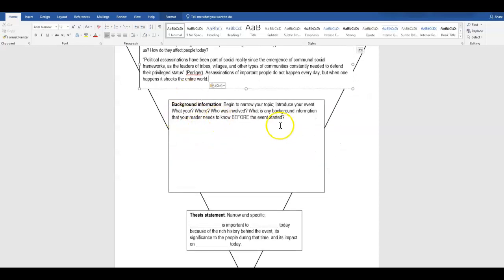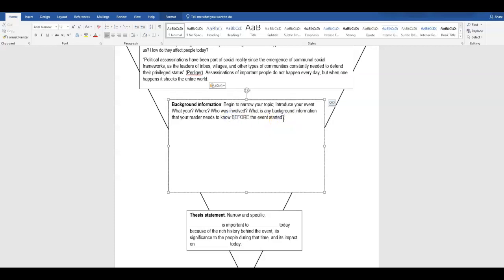Your background information, or the meat or middle of your triangle, is going to be the longest part of the introduction. This is where you begin to narrow your topic. You're going to introduce your event, what year, where, who was involved, and what is any background information that your reader needs to know before, there's the key word, before the event started.